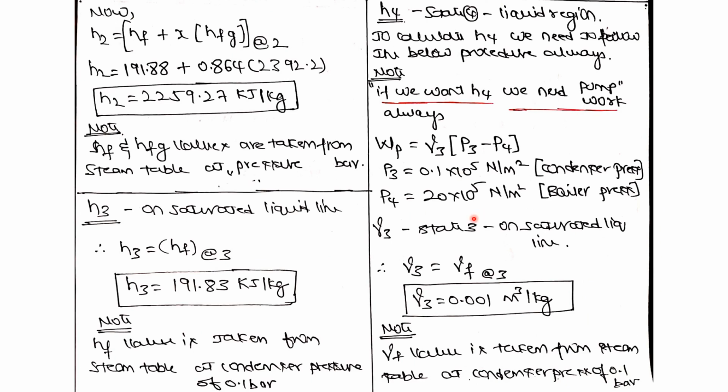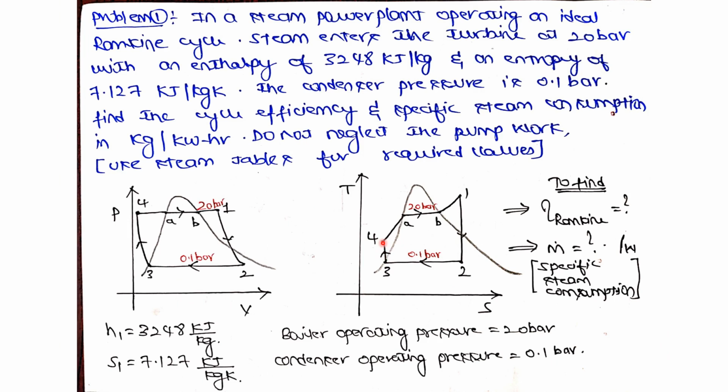Note, if we have the H4, we need pump work. Always remember this particular sentence. If you want to calculate the value of H4, that means enthalpy at state 4, what is state 4? It is exactly after the pump work. H3 is before pump work, H4 is after pump work. So if you want H4, always calculate the pumping work first. If you want H4, calculate pump work.